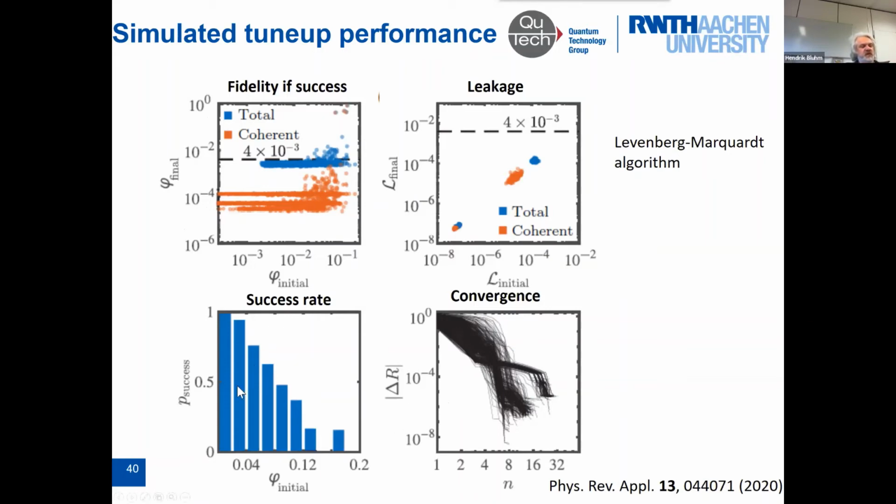One can look at the success rate of the algorithm as a function of the initial infidelity. Not too large, it basically always succeeds. And here on the right, you see the convergence, basically the value of the syndrome as a function of iteration number, which also shows a pretty nice fast iteration, typically after, say, a handful, on the order of 10 steps.